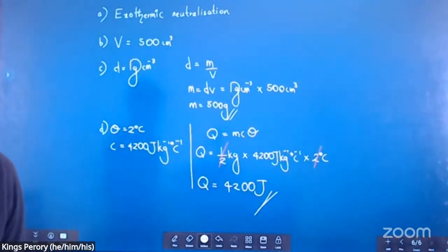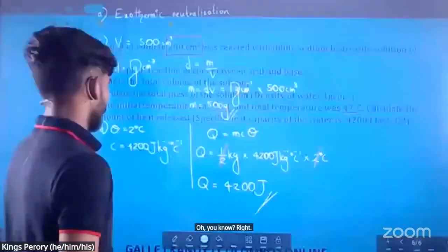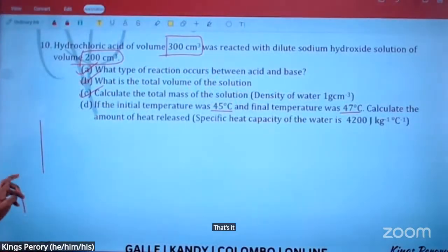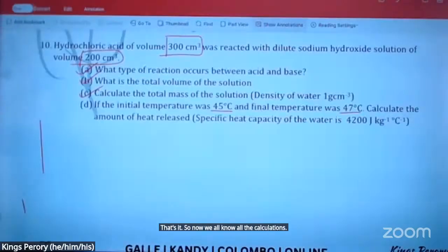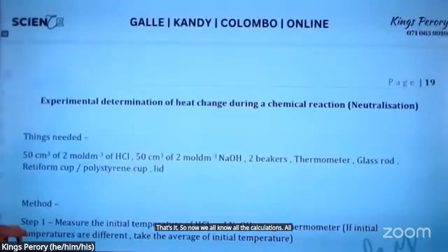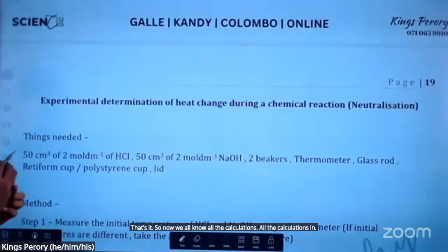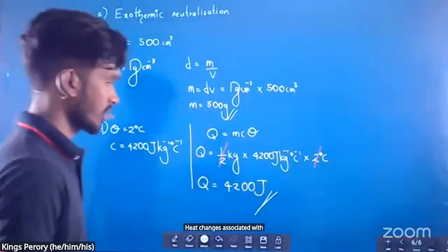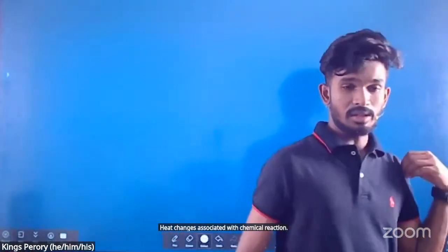Okay, no? Right. That's it. So now we all know all the calculations in heat changes associated with chemical reaction. All the calculation part is done, right?